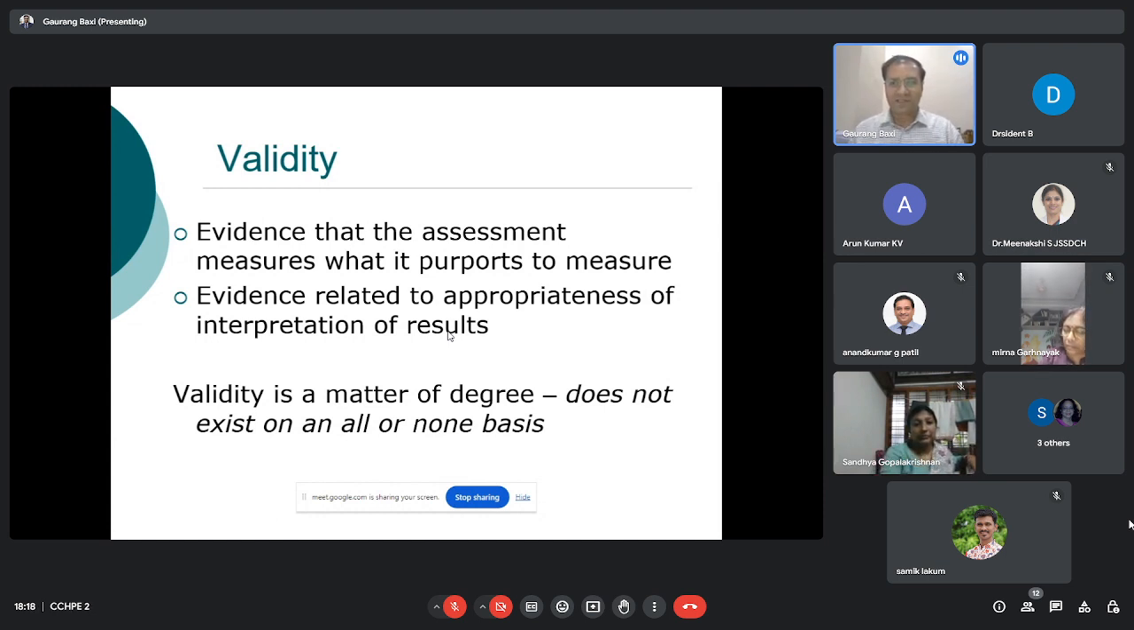So if from an MCQ test or a theory test, basically any test of assessment of cognition, I'm making an inference for an assessment of skill, then the validity will go down. And therefore, validity is a matter of degree. It is never on an all or none basis. Validity will never be full 1 on 1 or 0 on 1, but it will be somewhere on a linear scale.